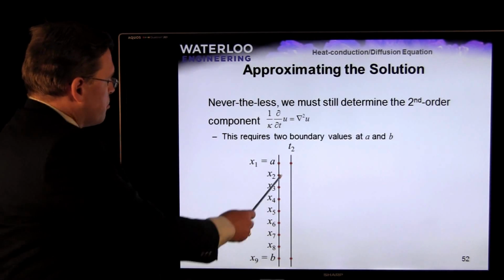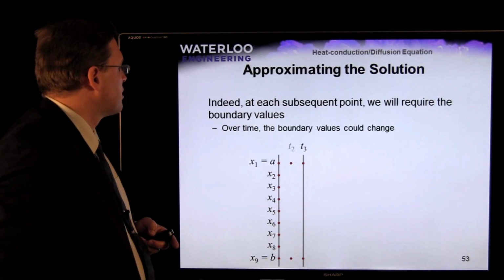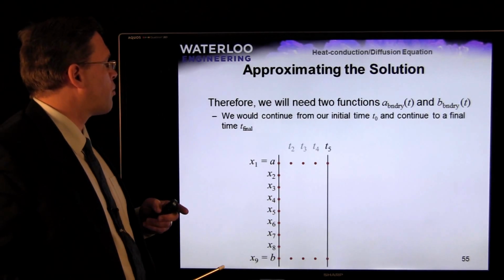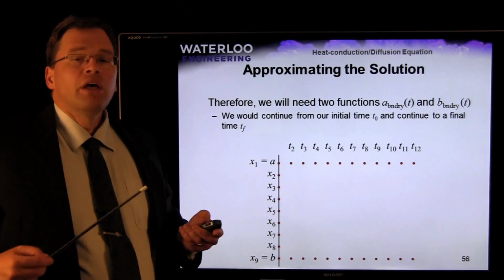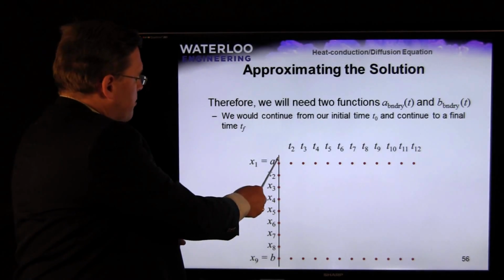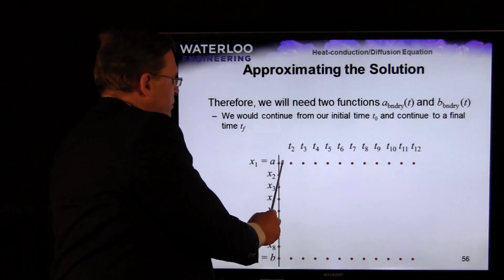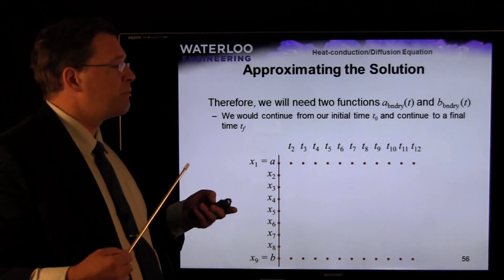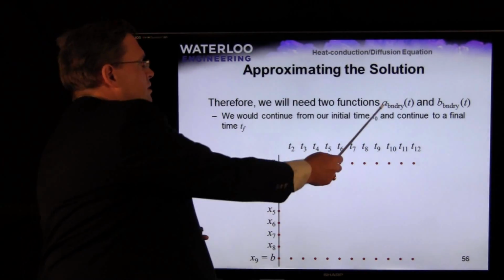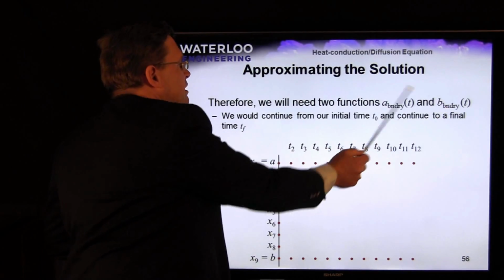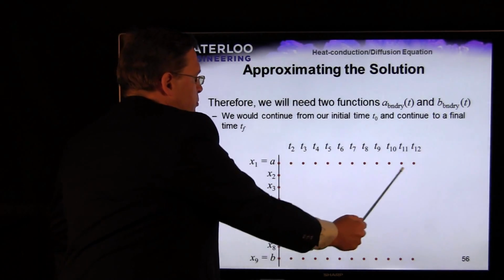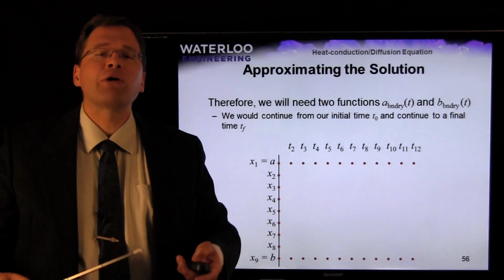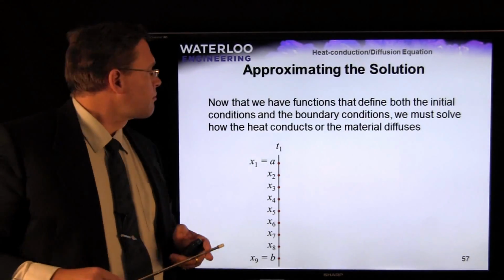So we need to know what this value is and what that value is. Similarly, at time t3, we will need to know those two values, and so on and so forth. So we will need to know all of these as initial values, and we will need to know all of these values as boundary values. So we require functions, a sub boundary of t, b sub boundary of t, which we can give at these times, and it will return the boundary values.